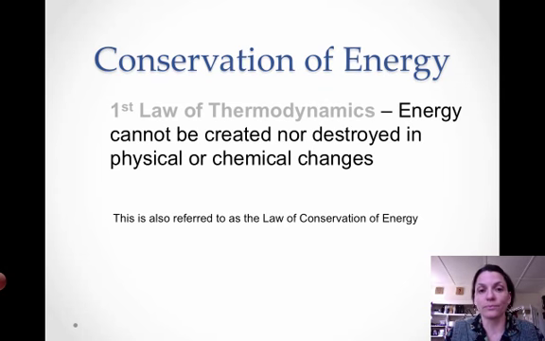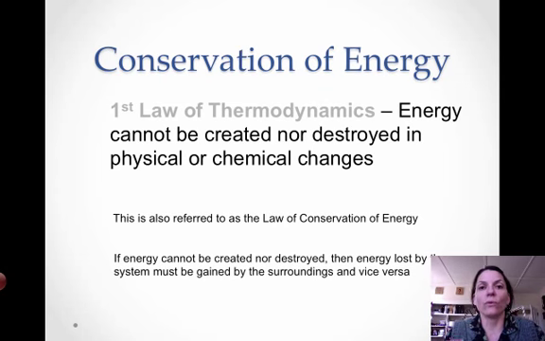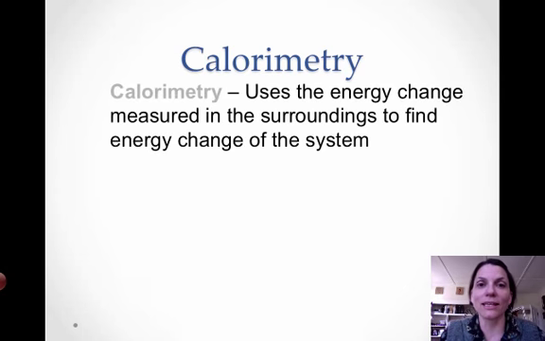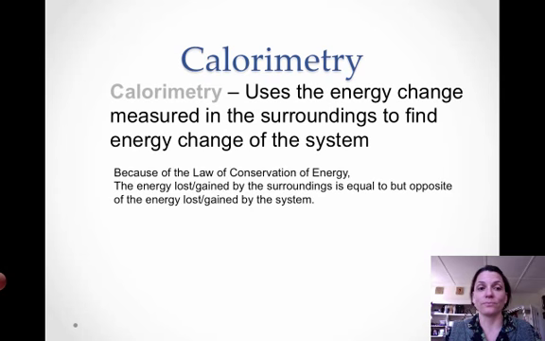So energy is transferred. When you have a system, we've already talked about this some, energy is transferred from a system to surroundings or from the surroundings to the system. So how do we use that in calorimetry? Well, we're going to take advantage of this energy change in the surroundings to figure out the energy change in the system, because we know that the energy lost by the system must be gained by the surroundings, equal but opposite sign, or vice versa. Or if the energy is gained by the surroundings, it's lost by the system.